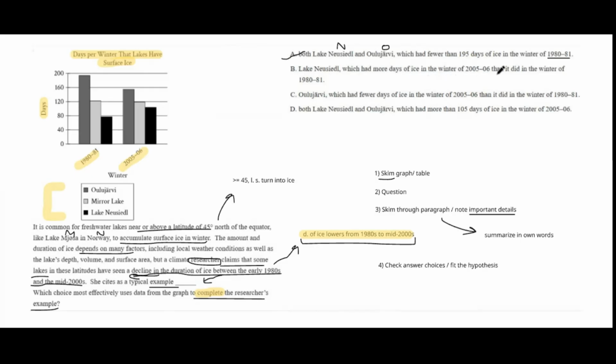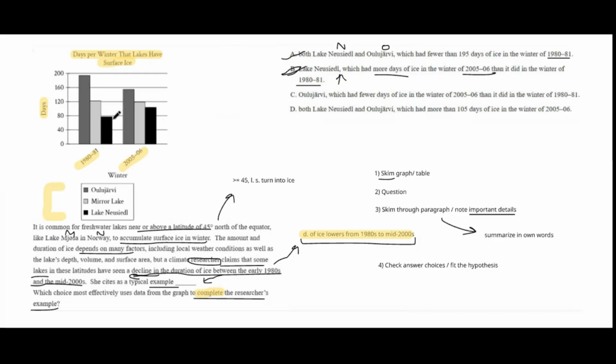Now B. Lake Anne, which had more days of ice between 2005 and 2006 than in the winter of the 1980s. Now this is talking about an opposite thing, because we see kind of a rise, because it is going up and not going down as time goes on. Now for answer choice C.